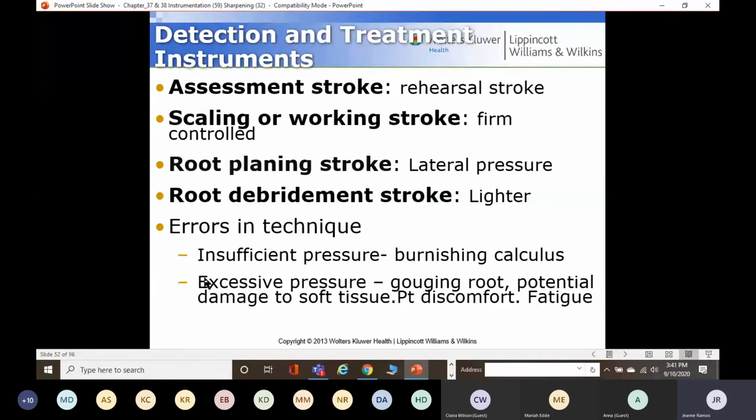So errors in technique: if you use insufficient pressure because you're afraid of hurting your patient, you're going to hurt them far worse medically because you're going to be burnishing the calculus, and then it's just really hard to get off. If you use excessive pressure, you can gouge the root, potentially damaging the soft tissue. The patient is in discomfort because of the pressure on their jaw and their mouth and everything else. They're fatigued and you're fatigued.